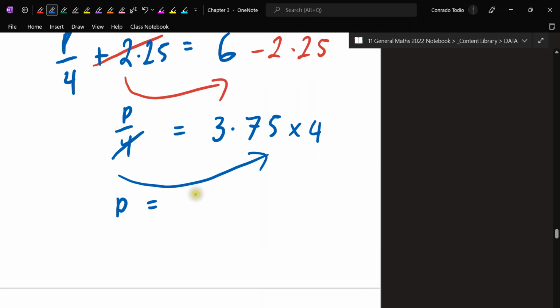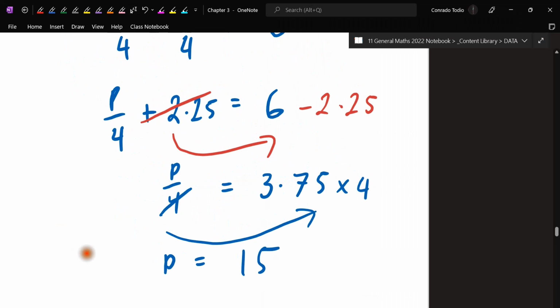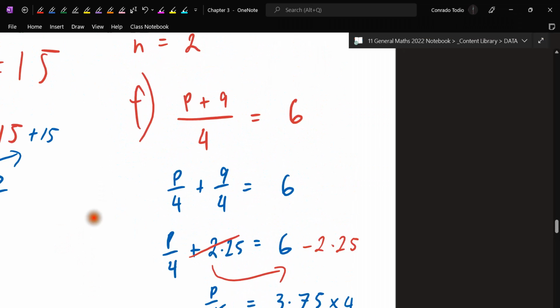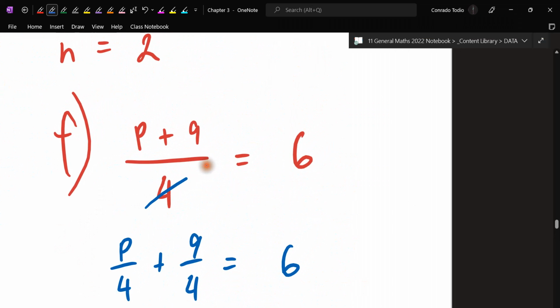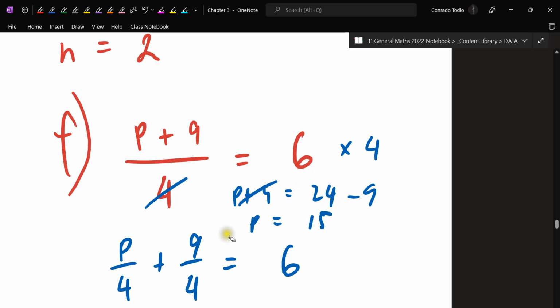equals 15. Now again, what Farhad and some of the other boys said was you could actually just do this and go, okay, times this by 4. So you get p plus 9 equals 24, and then just minus that 9, which equals 15. That also works, but I'm just showing you that there are other ways to do it as well.